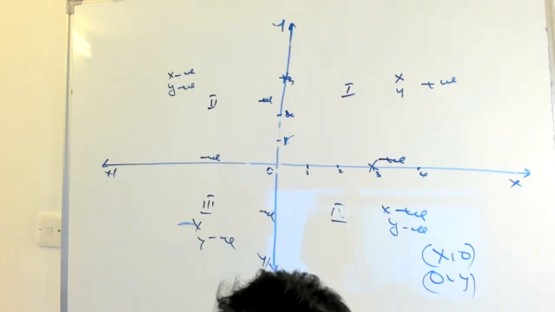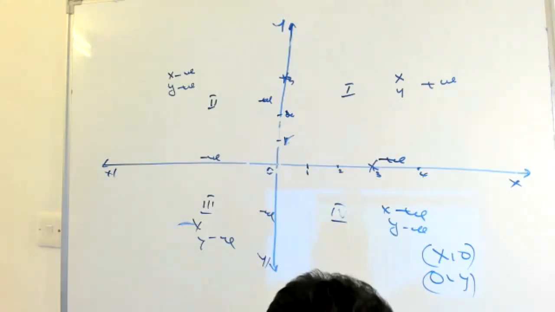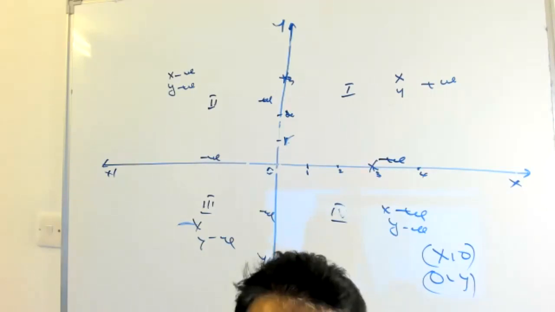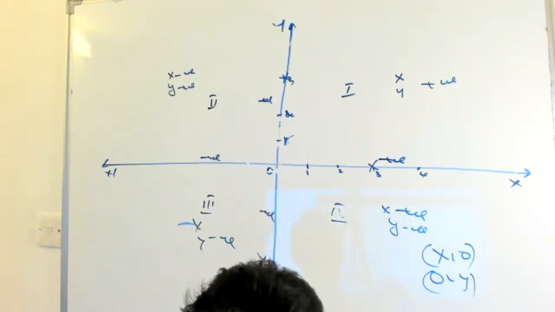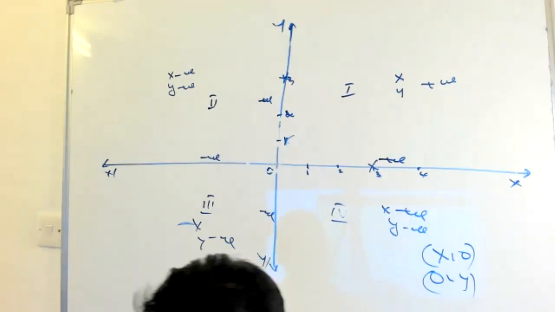So like 0, 5 will be on the x-axis? 0, 5, which one is 0, x or y? Yes, sir, 0 is x. X is 0 means y-axis. Oh, okay, sir. So now y zero is on the x-axis.